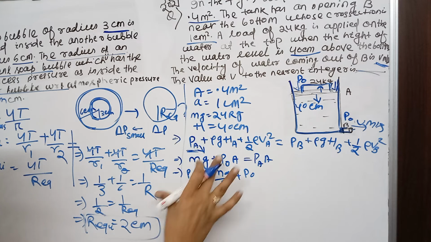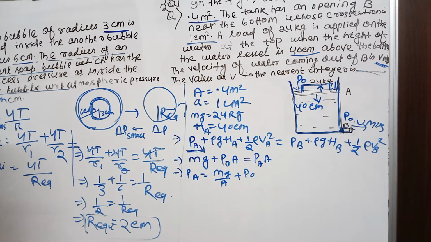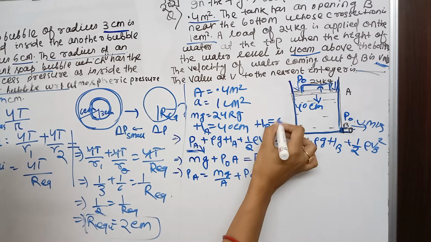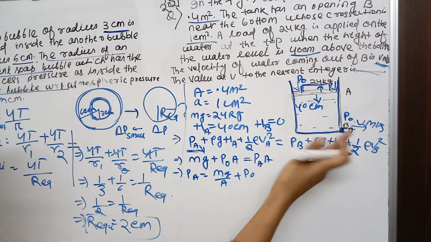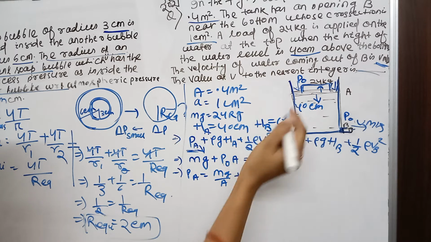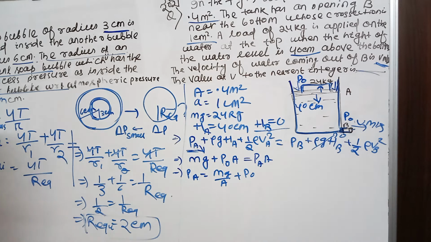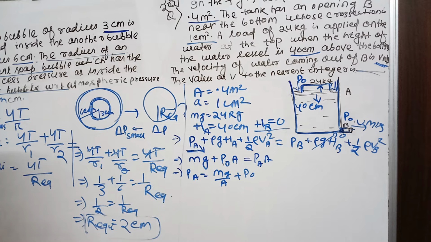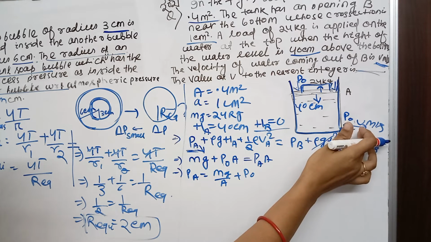Now the height at A is given, that is 40 centimeter. So what is the height at B? Height at B, from the figure it's very clear, is 0, it's at the ground level. So the height from the bottom level is 0. So this term can be cancelled. So what is the pressure at B? Pressure at B will be the atmospheric pressure P0. Now VB, that is denoted here as V.